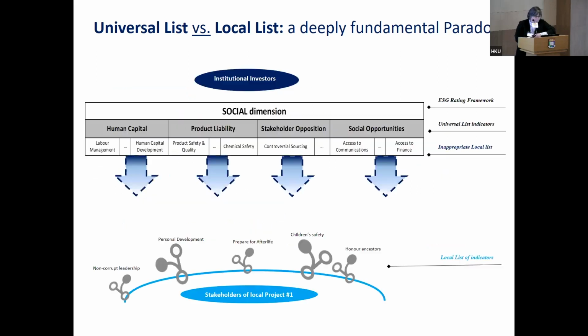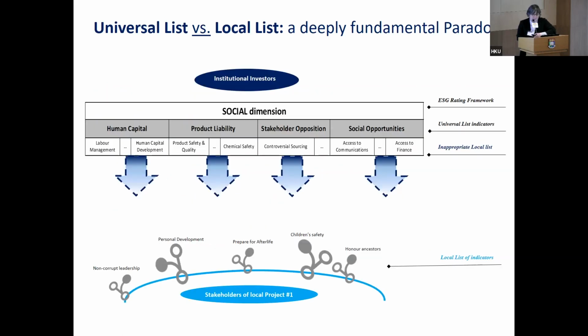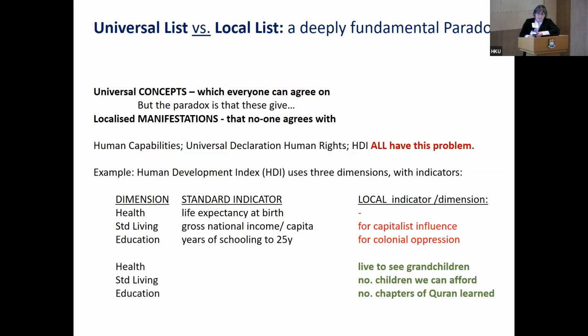And you say, well, wait a minute. Okay, sorry. I'm going to jump to here. So then if you said, well, give us an example of what health would look like. Oh, sure. The indicator of good health is if you live to see your grandchildren. Everyone knows that. Didn't you know that? The measure of standard of living is the number of children we can afford to have. And whether or not you have a good education is how many chapters of the Quran you have learned. So the local indicators and the measurement of them could be very, very different to the universal one.